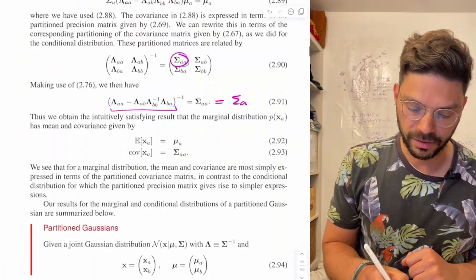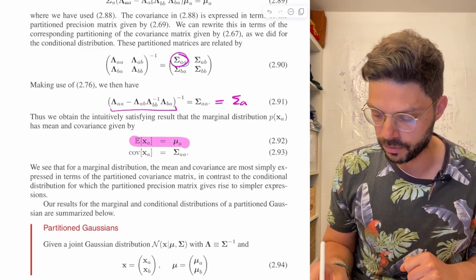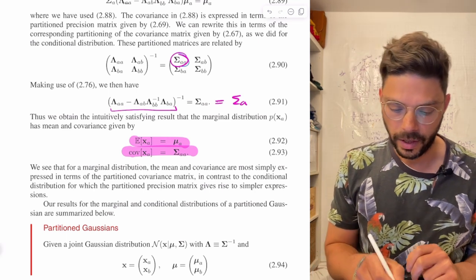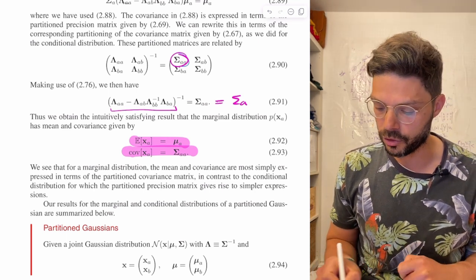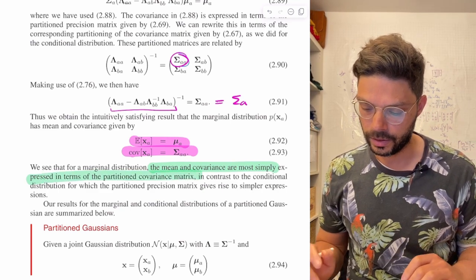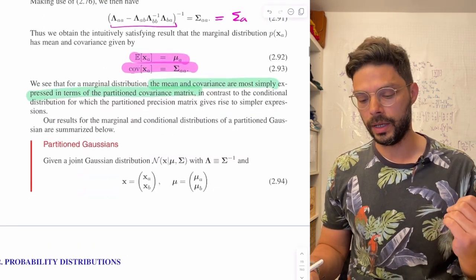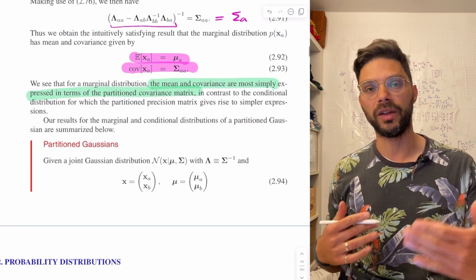Great. So that's what we've just established. This is actually quite important, so let me highlight it. This is really important. And we see that for the marginal, the mean and covariance are, etc. Okay, good.